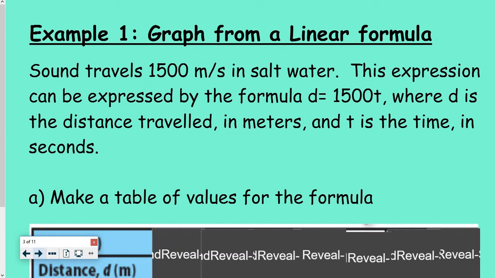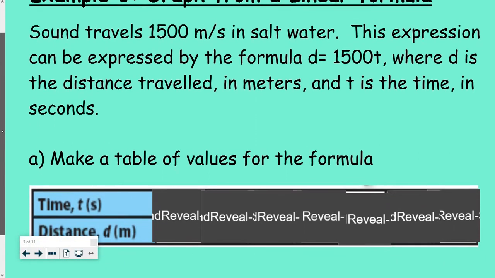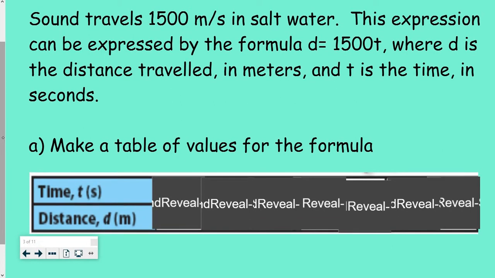So example 1: graph a line from the linear formula. Sound travels at 1,500 meters per second in salt water. This can be expressed by the formula d, so distance, equals 1,500 times t, where d is distance in meters and t is the time in seconds. So we're going to make a table of values.